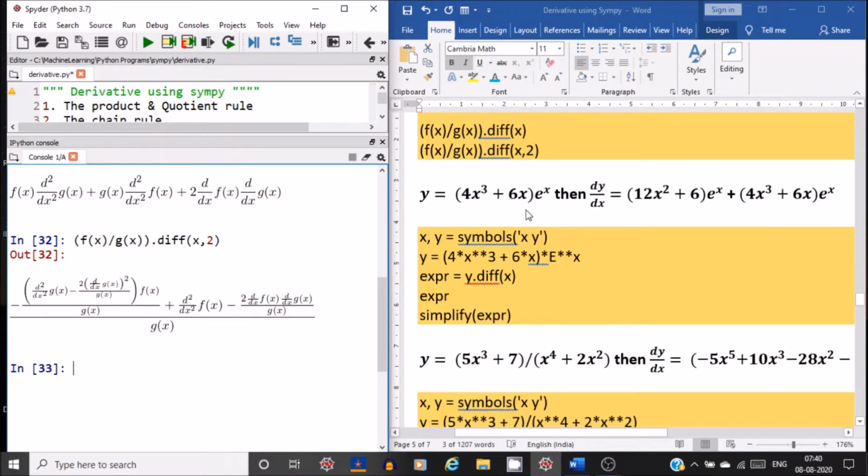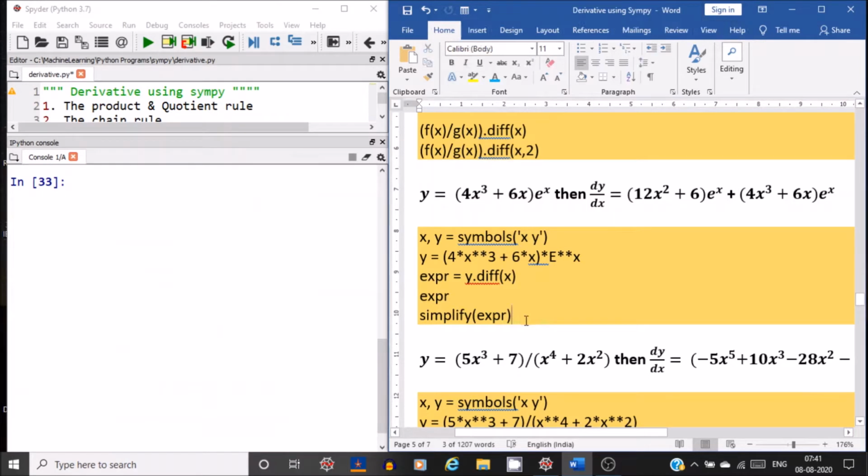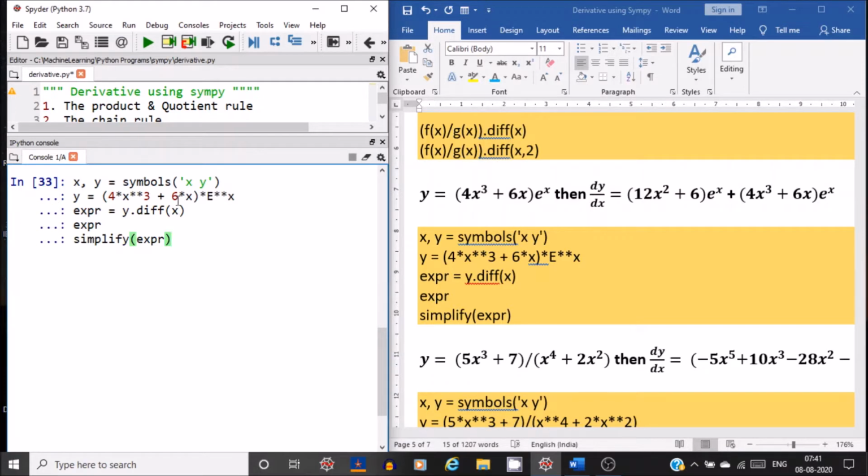Now we can see some examples. Let we have a function y is equal to 4x to the power cube plus 6 into e to the power x. Here we want to identify dy by dx. Are you getting this one? So how can I get this? You have to execute these lines. x and y both are symbols, and it is 4 into x to the power cube plus 6x into e to the power x. So this is nothing but our e to the power x. So we have to differentiate y with respect to x, and we have to see the result.